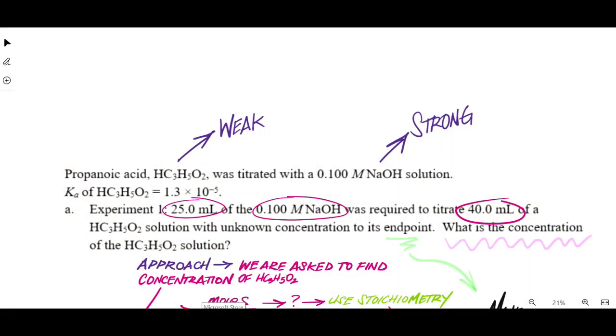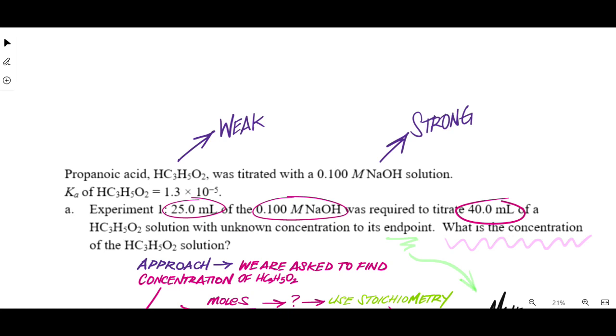Okay, so before we get into the problem solving, I just ask that you pause the video here and read through the question thoroughly. So we have propanoic acid, and that's a weak acid being titrated with a strong base, sodium hydroxide, and we're given the concentration of that sodium hydroxide. They also tell us the Ka of our propanoic acid. We're actually not going to use that number in part A, but it will be important for part B.